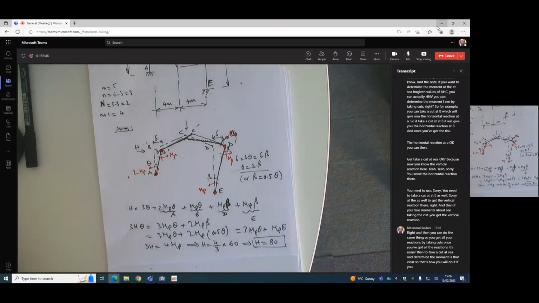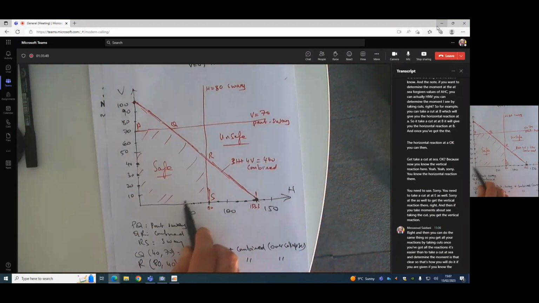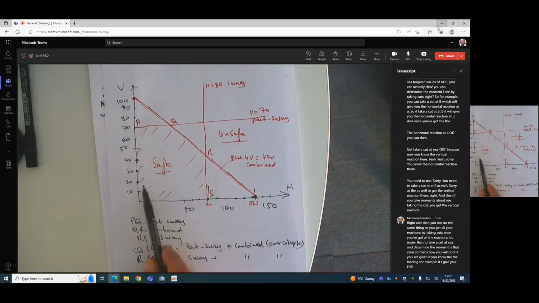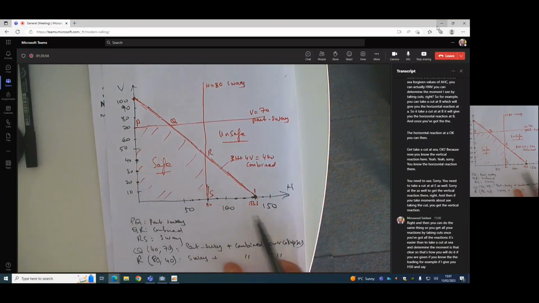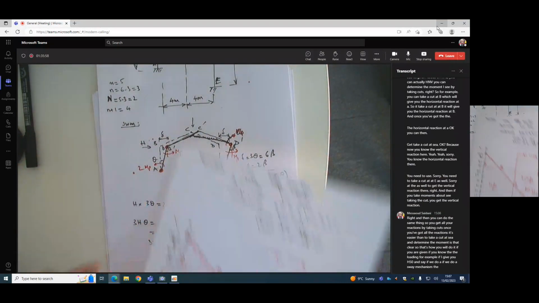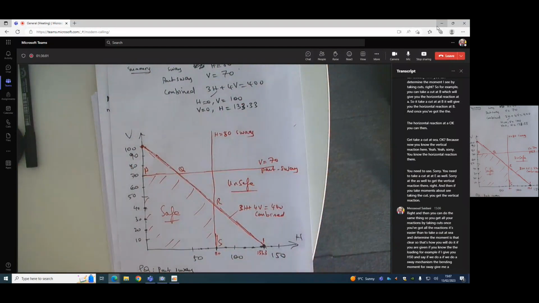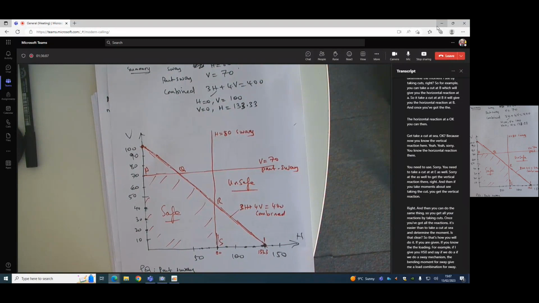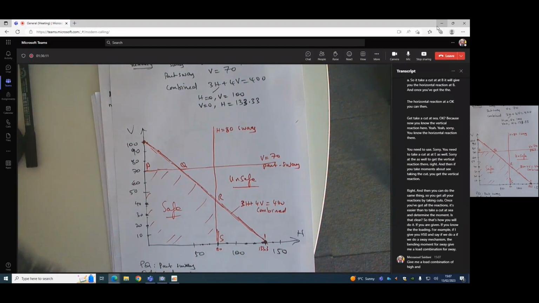If you know the loading, for example, if I give you H50 and say, if we do a sway mechanism, the bending moment for sway, give me a load combination for sway. Give me a load combination of H and V that will give me a sway mechanism.